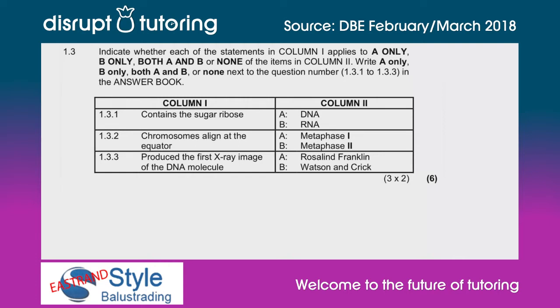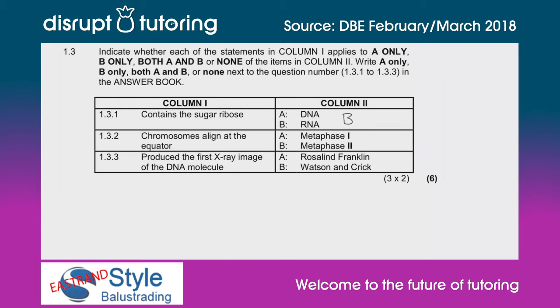Right, so the first one: contains the sugar ribose. DNA or RNA or both. DNA contains the sugar deoxyribose, D for deoxyribose, and RNA contains the sugar ribose. So the option is B. Ribose is the sugar, so RNA.